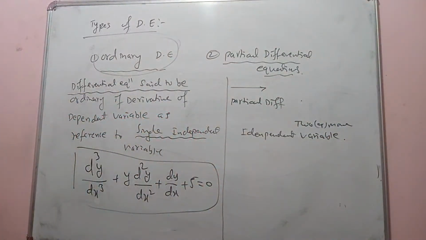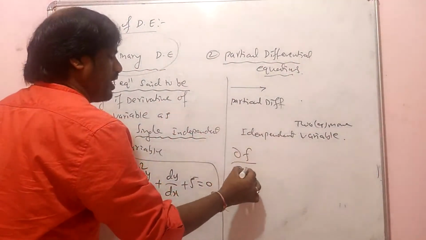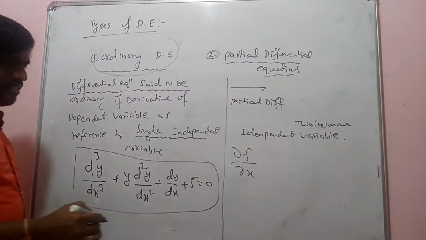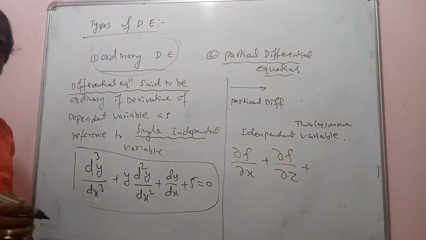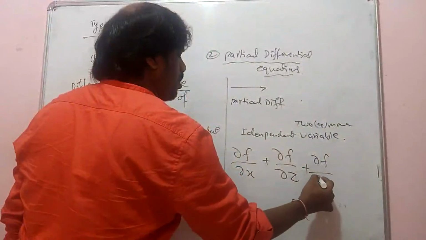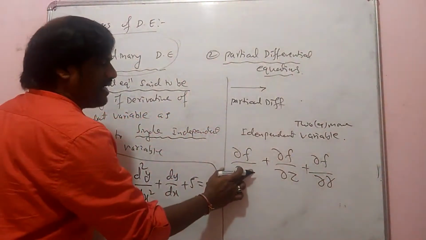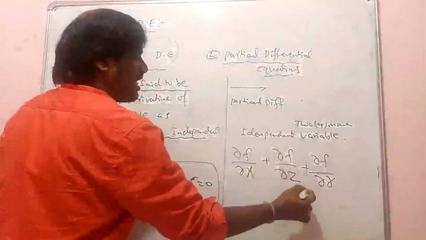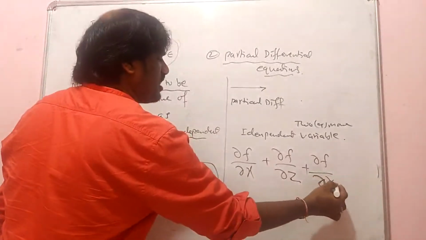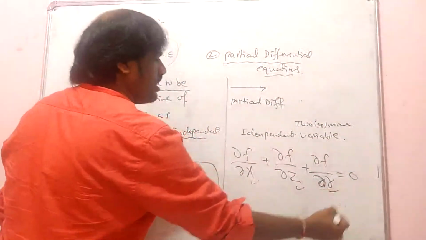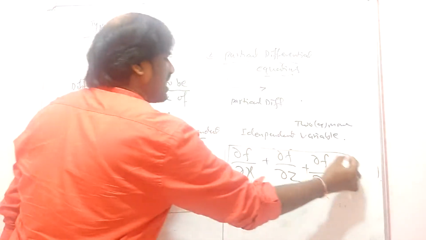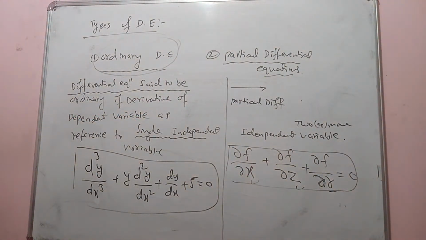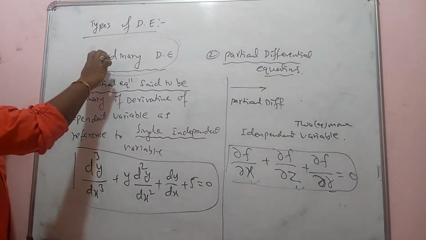For example, dou f by dou x plus dou f by dou z plus dou f by dou r. Suppose you have something like this. See here, how many independent variables are there? This is x, this is z, and this is r. The independent variables are more than one, not just one. Such things are called partial differential equations. This is called ordinary, and we are going to learn ordinary, not partial.